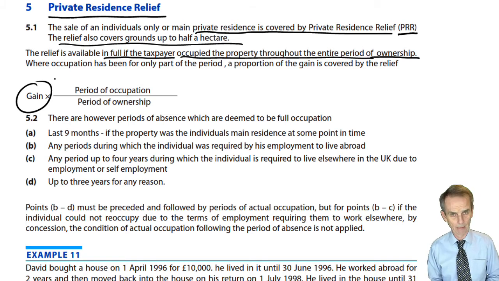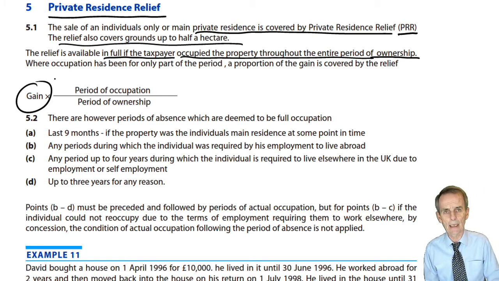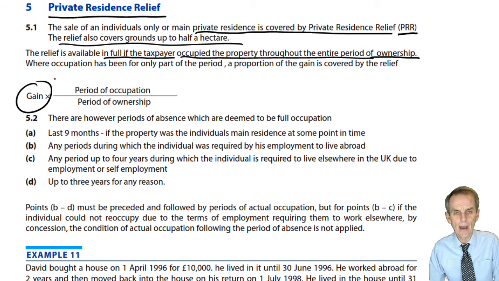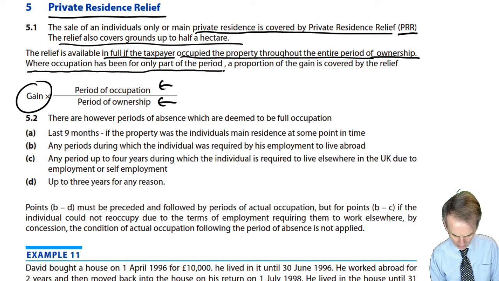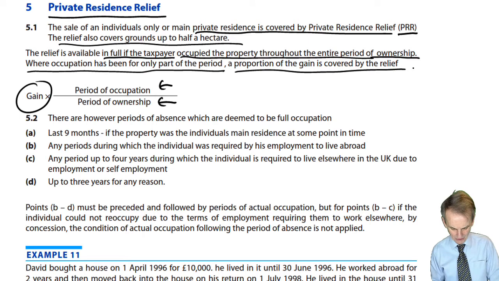give you the gain. As we've said, having got that gain, that is usually then going to be fully covered by private residence relief. But it won't be in your exam question, because we will have this difference between the overall period of ownership and what's classified as occupation. And as we say here, where occupation has been only part of the period, a proportion of the gain is covered by the relief. So that's the basic calculation that we need to do there.